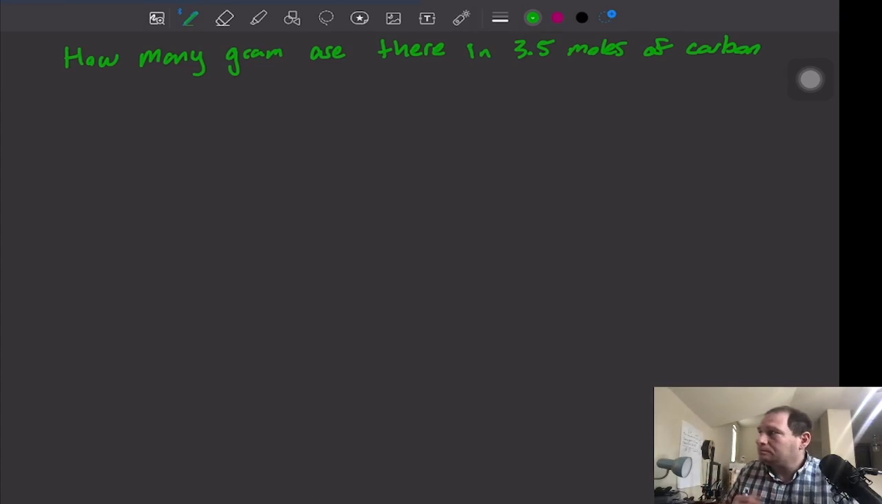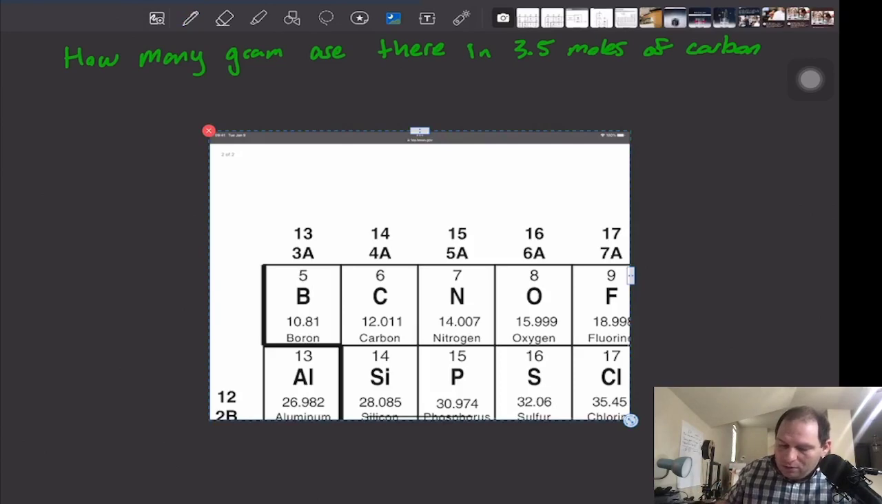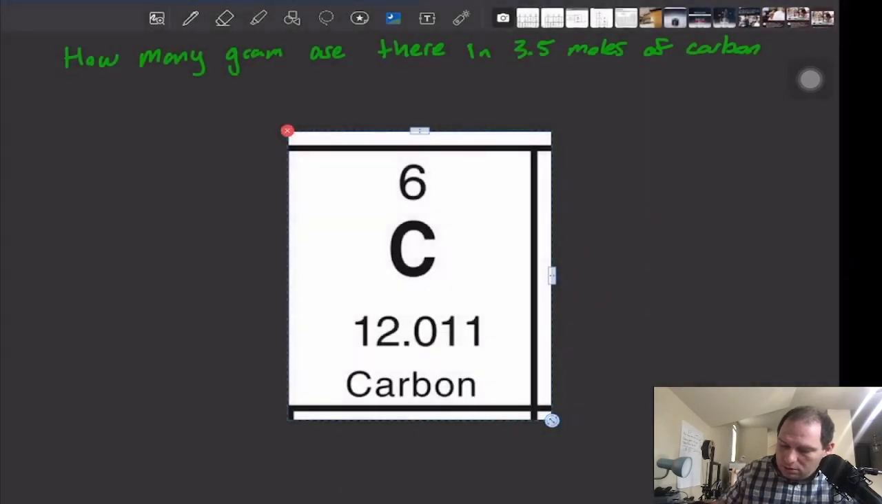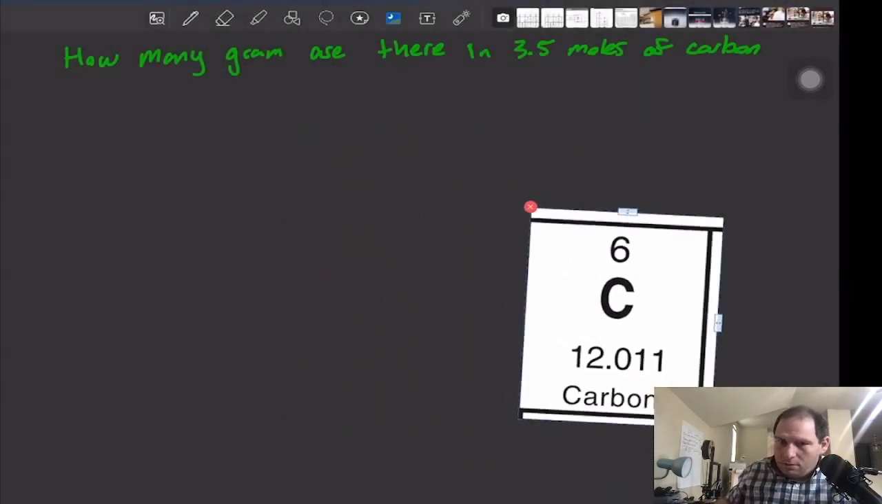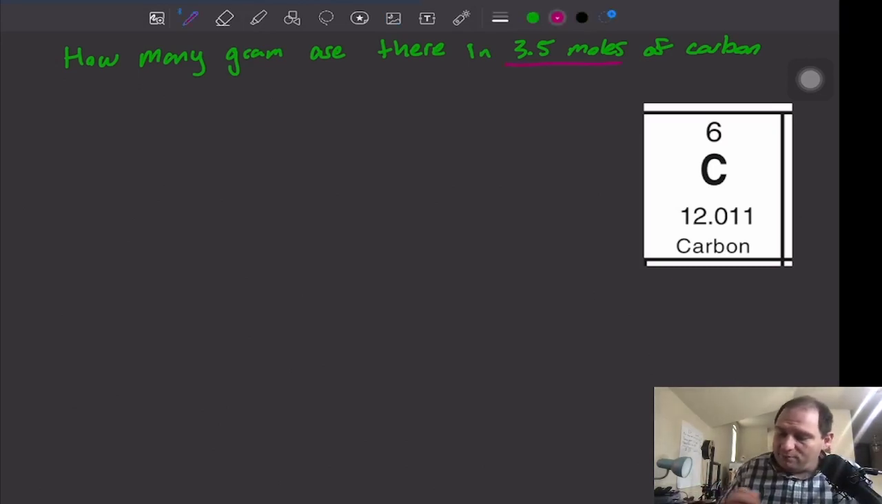Trust my process. All right, so I have the element, and I'm going to just copy over the element tile. Of course, you have one on your desk, so you don't have to do this, but I'm at home. So you have carbon over here. So let's see, I have 3.5 moles of carbon. That's my value. And I want to get to how many grams?